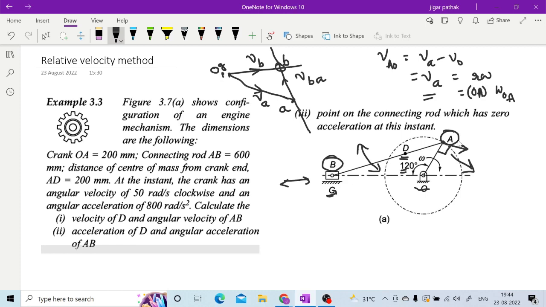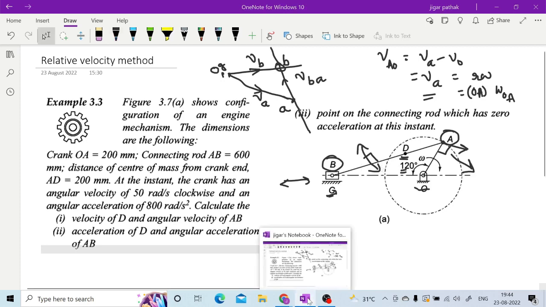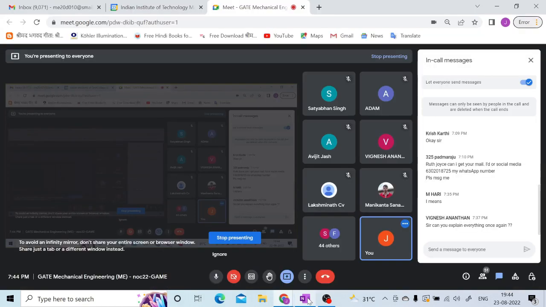Yes or no? Sir, I want to ask there, sir, direction of VBA will be perpendicular to AB link? Yes, it will be perpendicular to link AB. As here it is perpendicular to link OA, here it is perpendicular to link AB. Okay, sir, thank you.